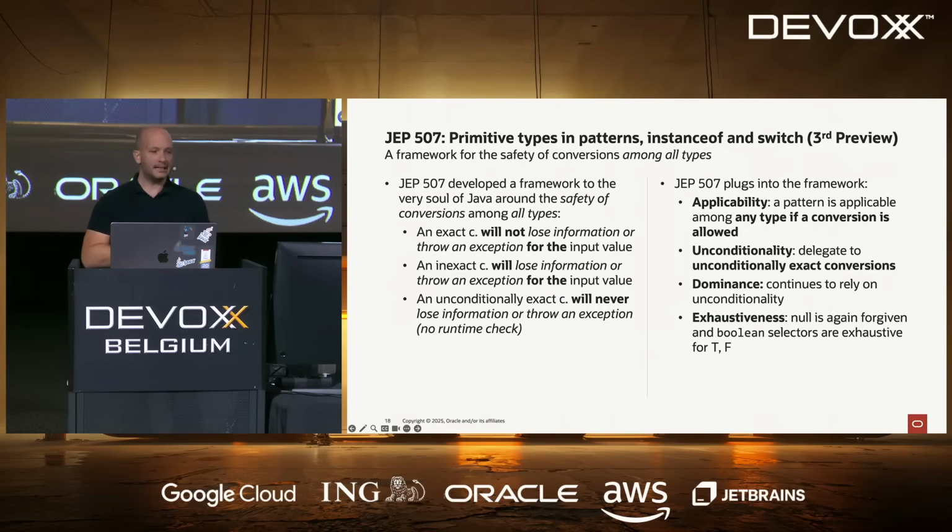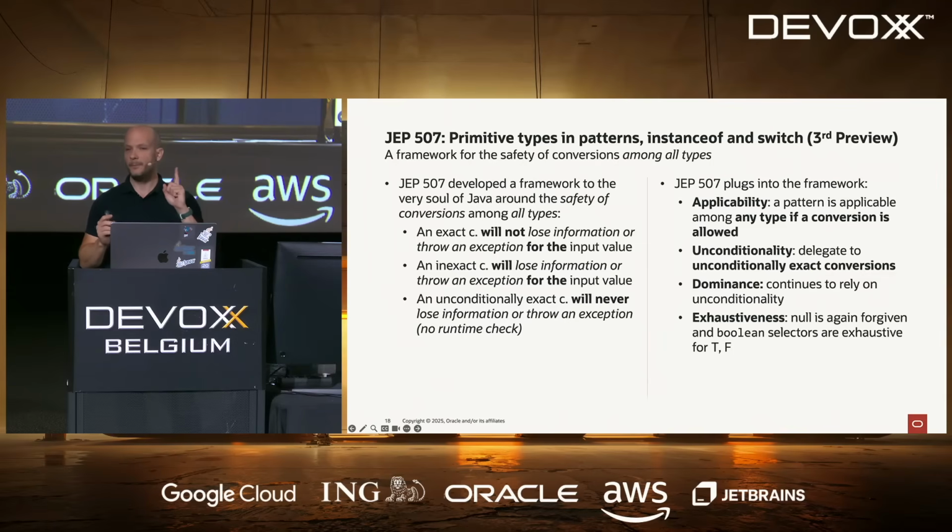An inexact conversion will lose information or throw an exception for the input value. So to reason about exactness, you need a runtime action now to check this. And the last definition is about unconditionally exact. There are some conversions where you don't even need to check the input value to reason about their safety.